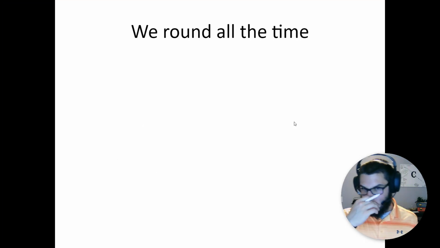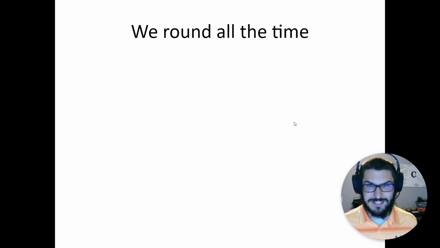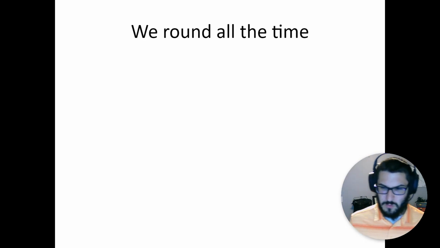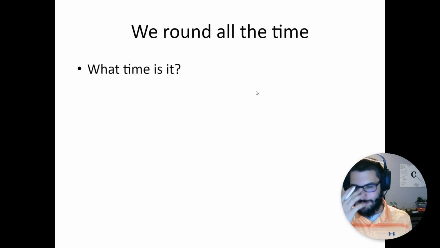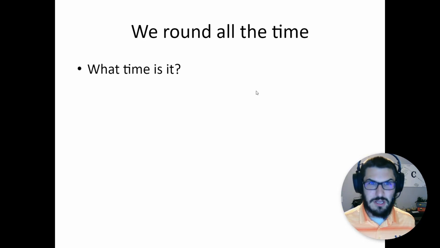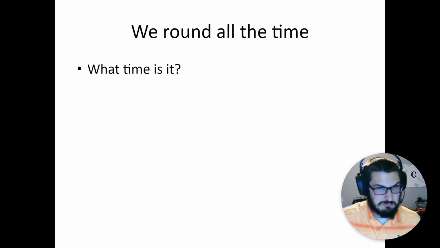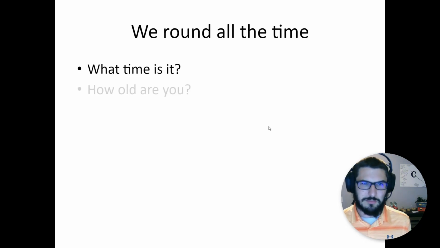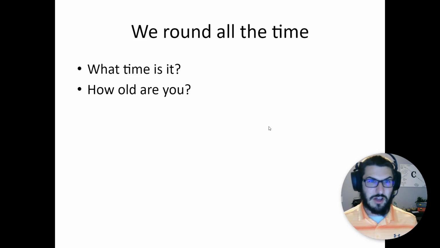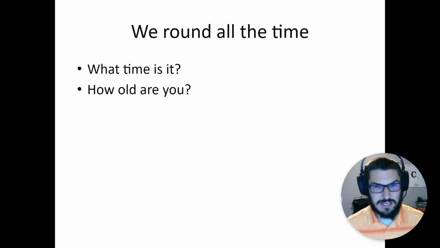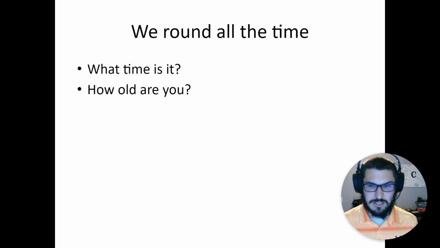So why do we need to round? What does that amount to? And we do that all the time. So like, what time is it? It's about 2:30. If it's 2:31, that's still 2:30ish. How old are you? Usually we don't go into how many months old we are. Usually we just estimate about a certain age in years.